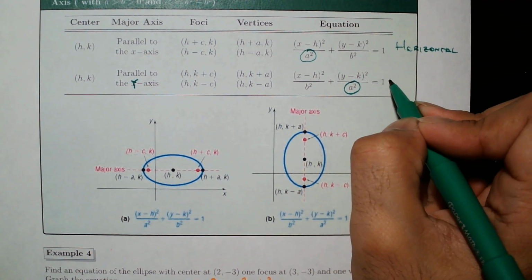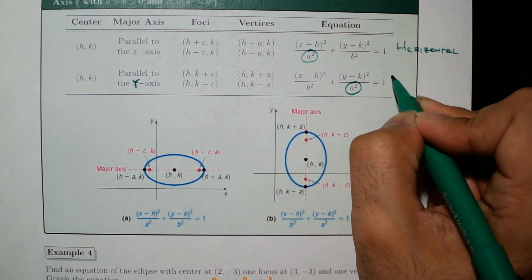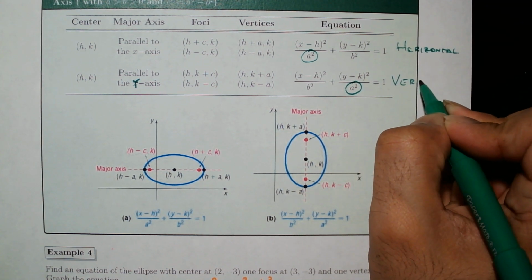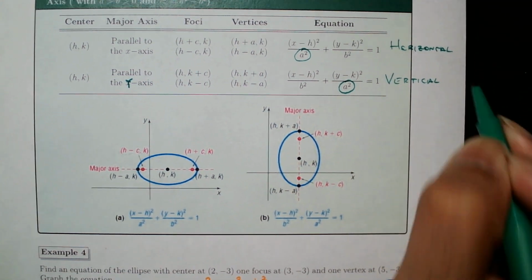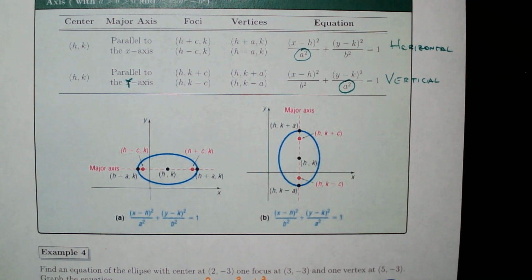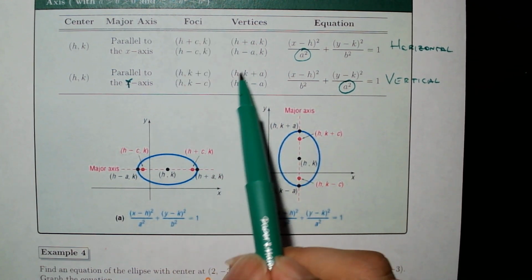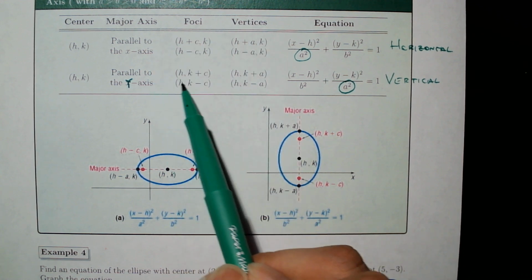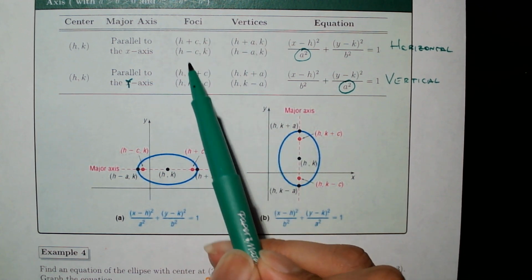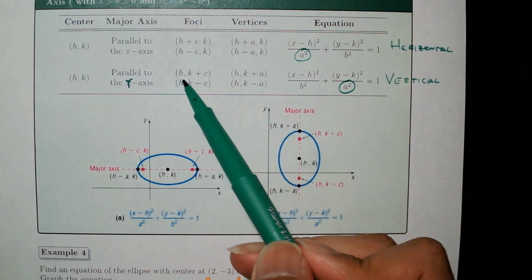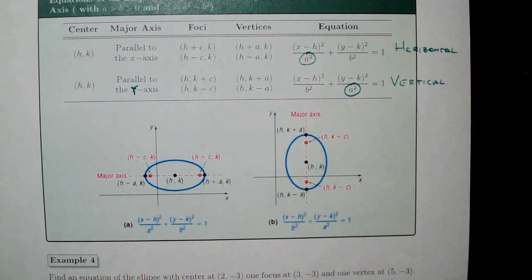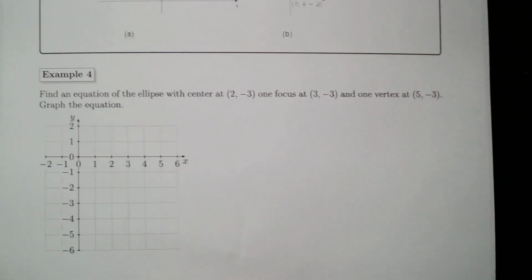And in this case, we're going to have a vertical major axis, or vertical ellipses. So in all this, the foci, vertices, you don't have to memorize all these other pairs with letters. You will see this going on in the examples. All right, so let's look at our first example.